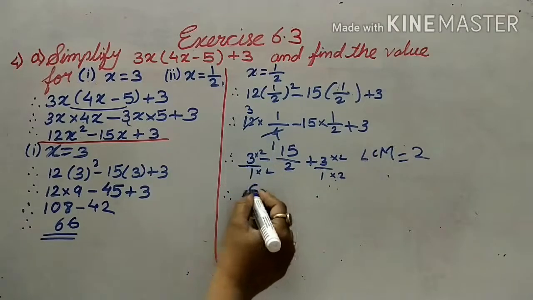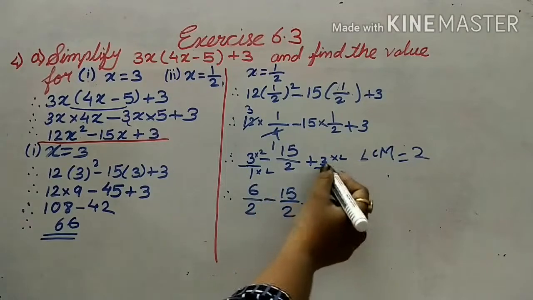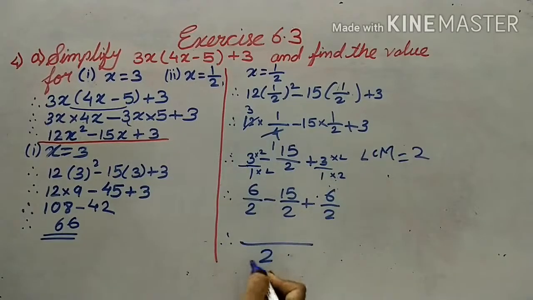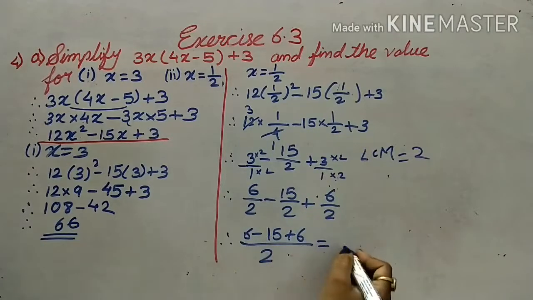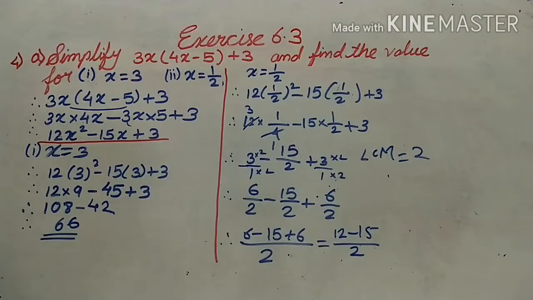Therefore, 3 2s are 6, 2 1s are 2, minus 15 by 2, plus 3 2s are 6, 2 1s are 2. Therefore, 2 to the denominator, 6 minus 15 plus 6 is equal to, now add this 6 plus 6, it is 12, minus 15 divided by 2. Plus minus always minus, but greater number sign we have to write. So greater number is negative, therefore minus 3 by 2. 15 minus 12, 3, greater number is negative, therefore minus 3 by 2.